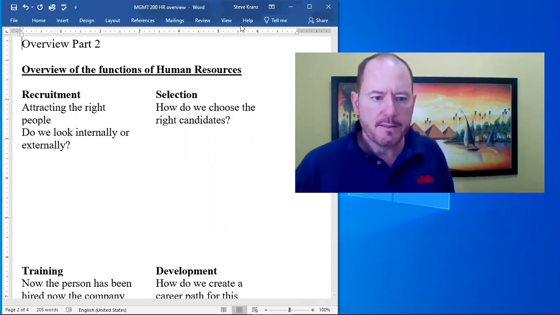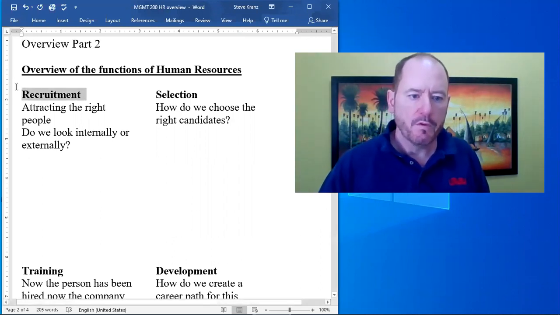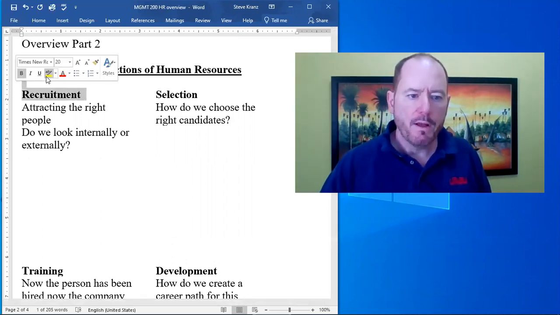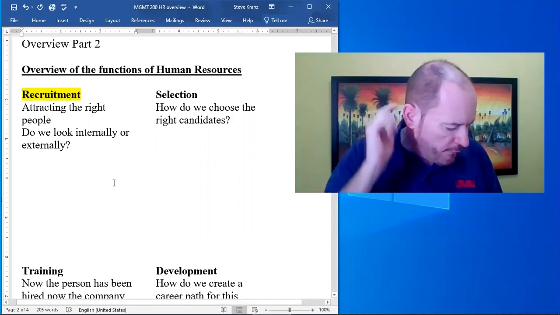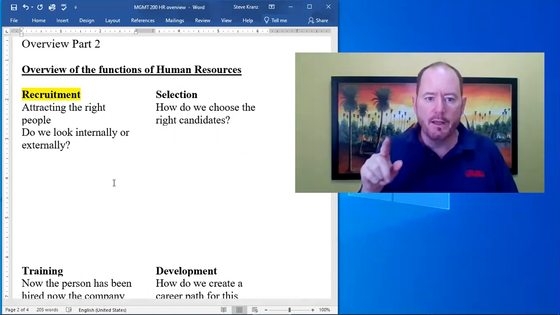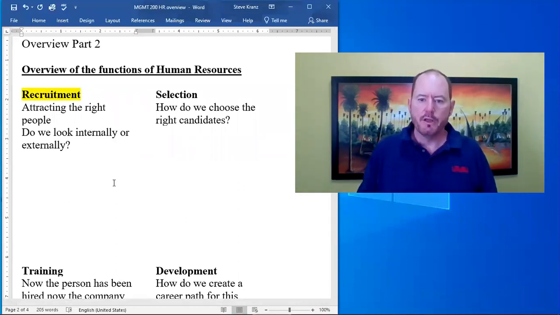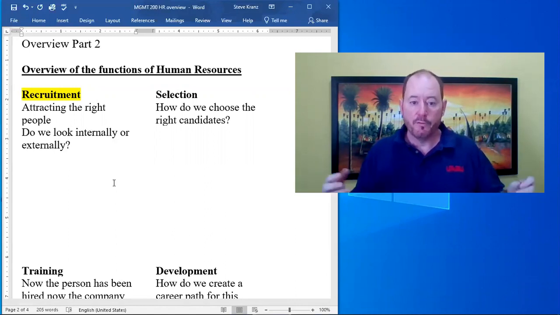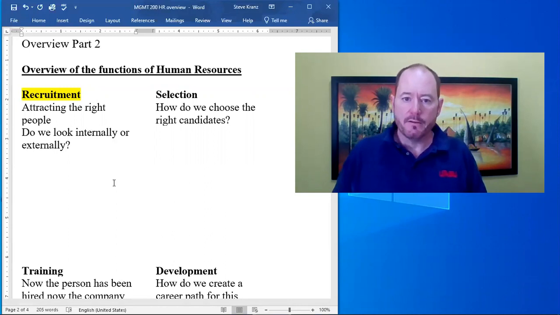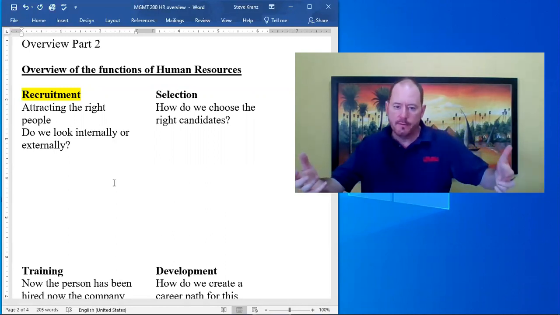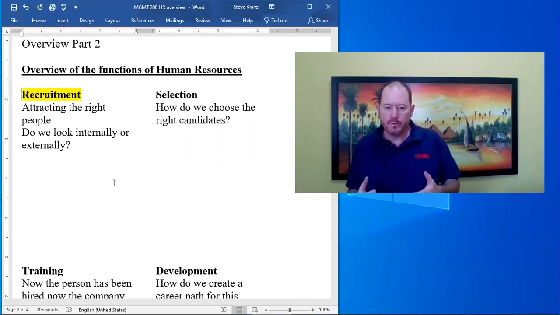So one of the key things that people in human resources do is what's called recruitment. Recruitment quite simply means attracting, okay? I purposely put recruitment and selection opposite of each other here because students often confuse the difference between recruitment and selection. Recruitment means to attract. How do we attract good people to want to come here? Okay, that's what recruitment is.